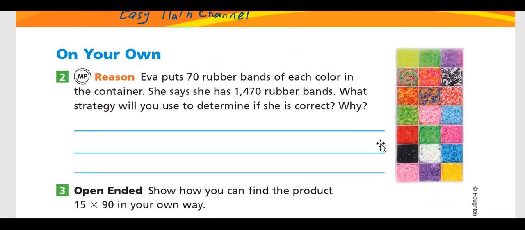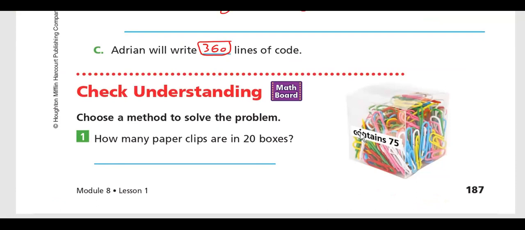Check understanding. Choose the method to solve the problem. A box contains 75 paper clips. How many paper clips are in 20 boxes? So 20 times 75 is equal to, write 0, and 2 times 5 is 10. So write 0, carry 1. 2 times 7, 14, and 1, it will be 15. So this is our answer.